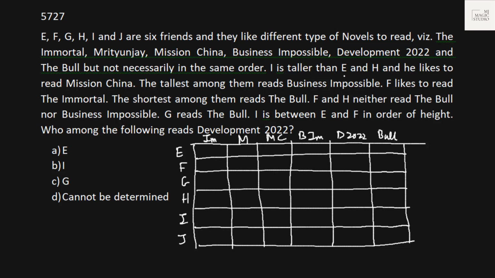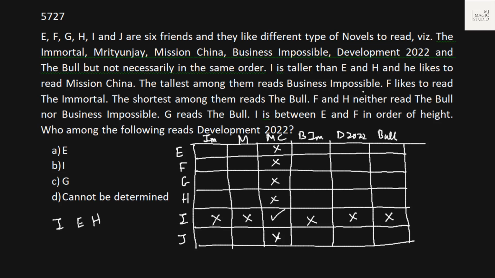I is taller than E and H, and he likes to read Mission China. I is reading Mission China. We know the drill for that. Once we have a tick, put a cross vertically and horizontally, because one person is reading one book.